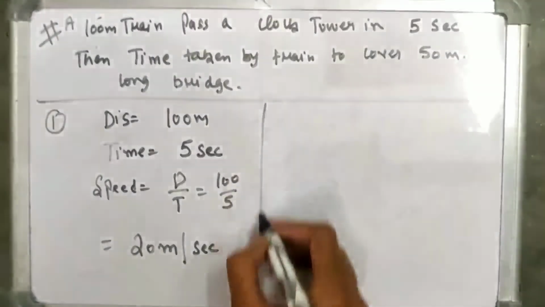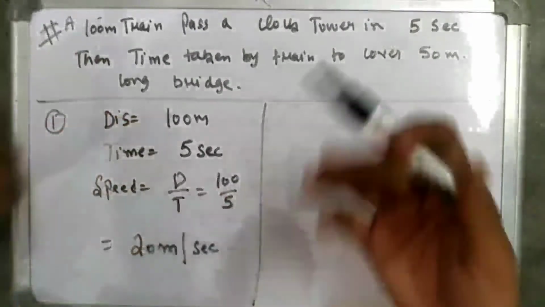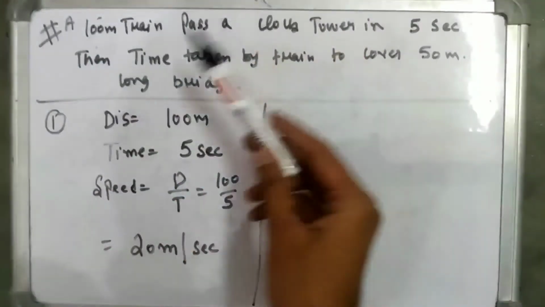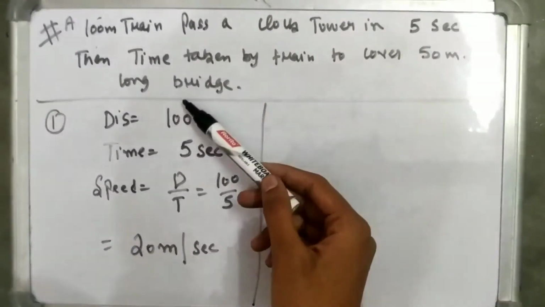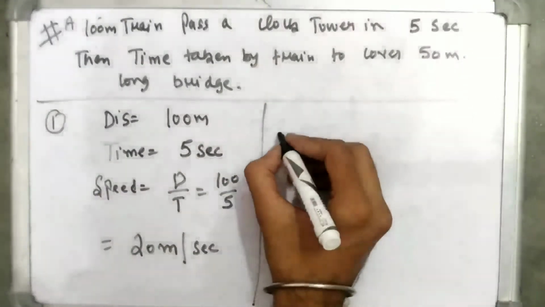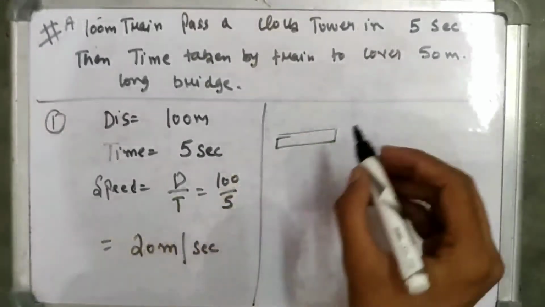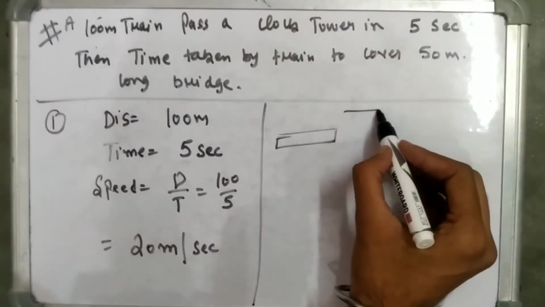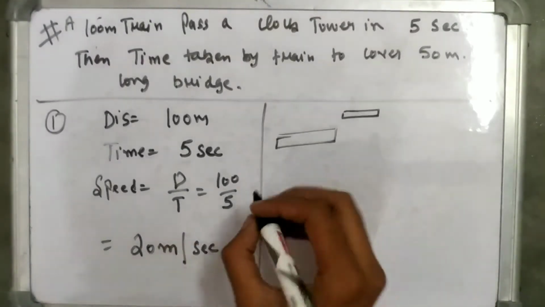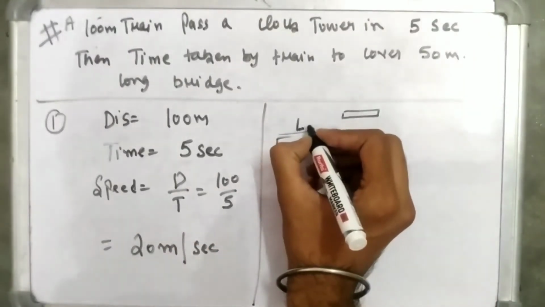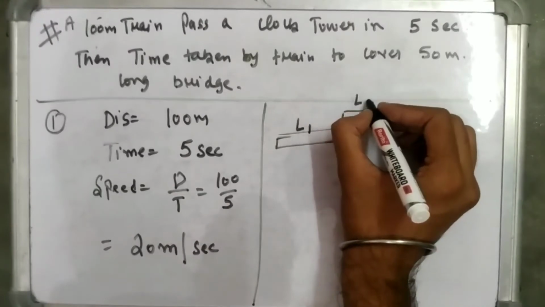Okay, now the second option, second part: the time taken by the train to cover a 50-meter long bridge. This means that we have a train here, and here we have a bridge also. Then what is the actual length? The actual length is the length of the train, L1, plus the length of the bridge, L2.